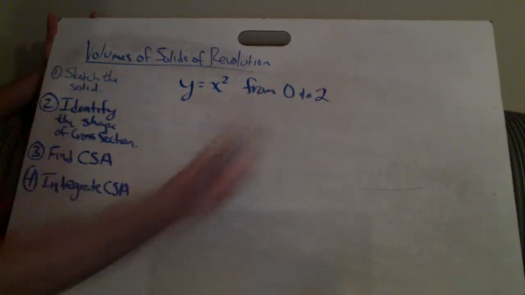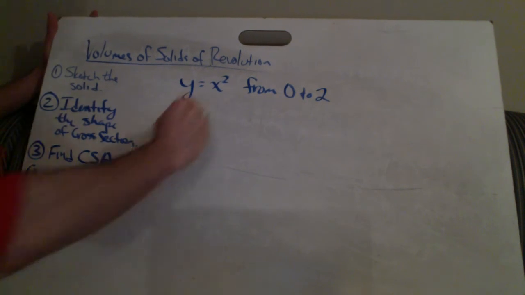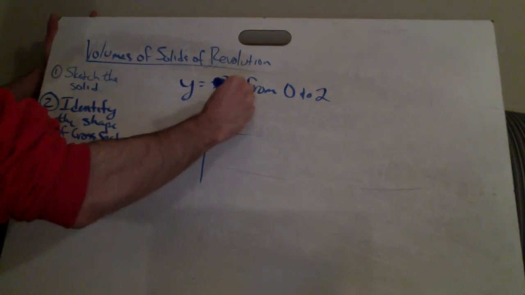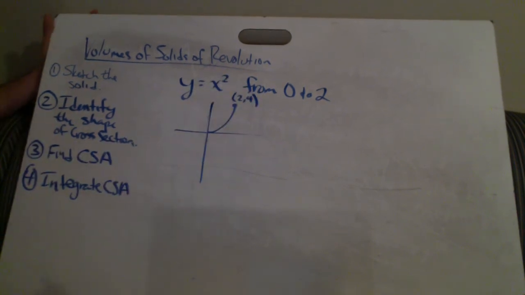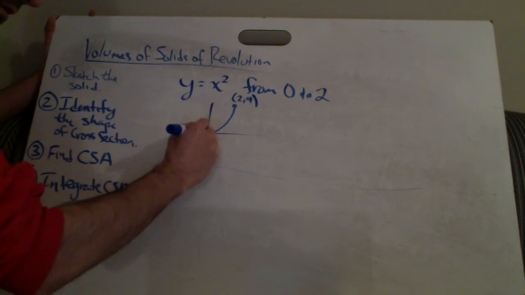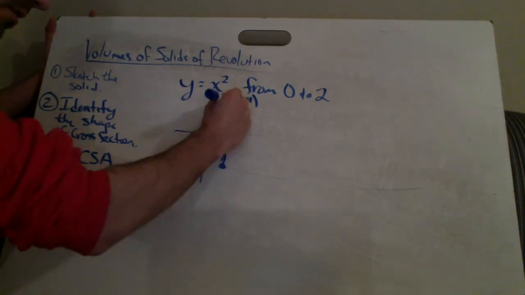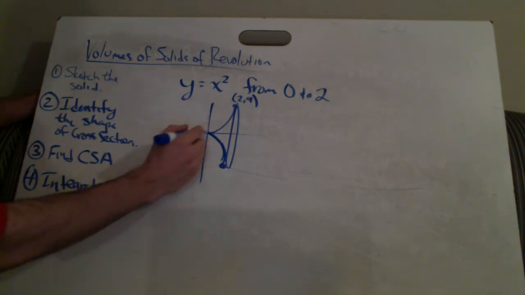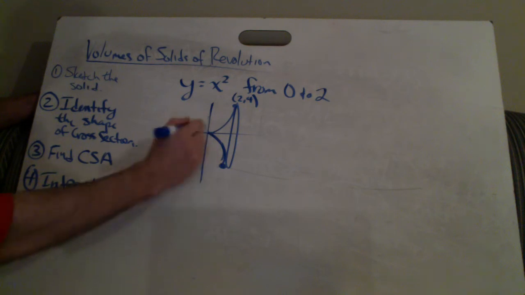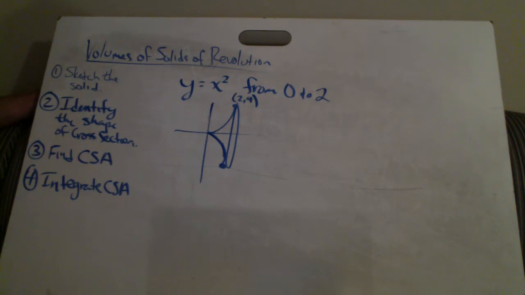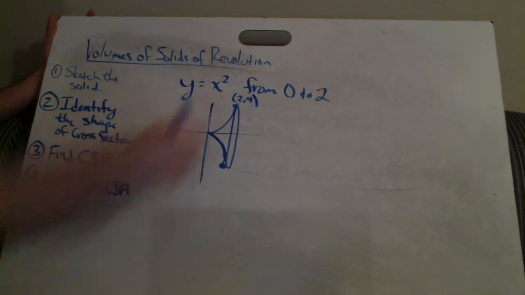Great. So first I'm going to sketch this. From 0 to 2, it looks like that. This is the point (2, 4). I'm going to rotate this about the x-axis. And when I do that, I end up with this shape, which kind of looks like a cone, except these aren't straight lines here. They're nice little curved parabolas. And so the question is, first, what is the shape of the cross-section? In this case, again, it's a nice circle.